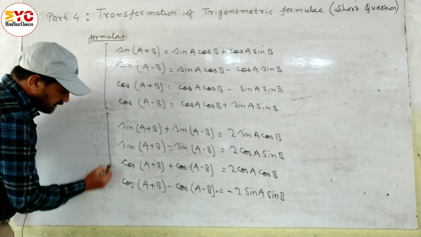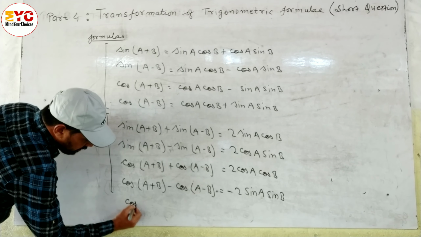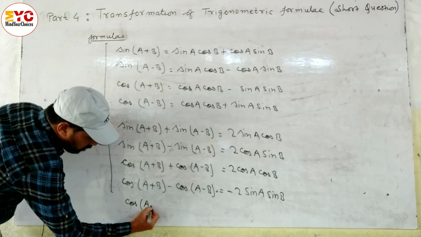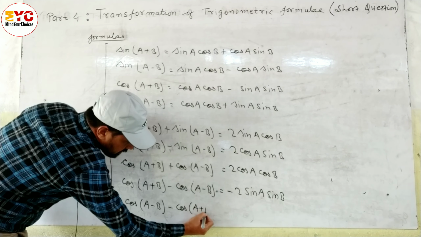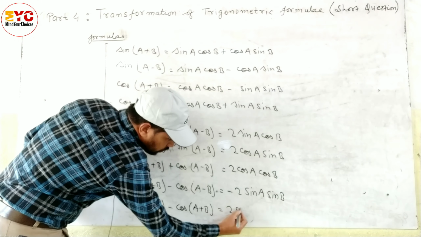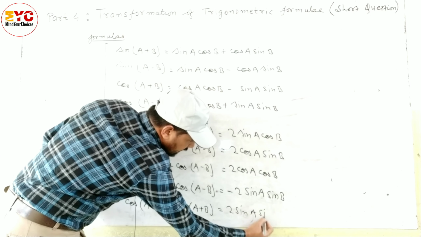You have to learn this much now. In some books you will get cos A minus B minus cos A plus B is equal to 2 sine A sine B.